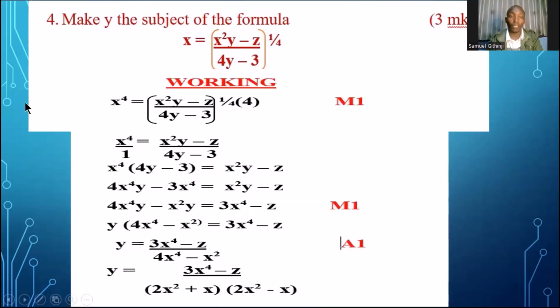So you can see what I've done. Raise both sides to power 4. The quarter times 4 will be 1. Then x will be to power 4. That is step number 1. Having done that, now I'm good to cross multiply. Very carefully, I cross multiply 1 times that, as you can see here, my student. Opening the bracket, you can see what has happened.